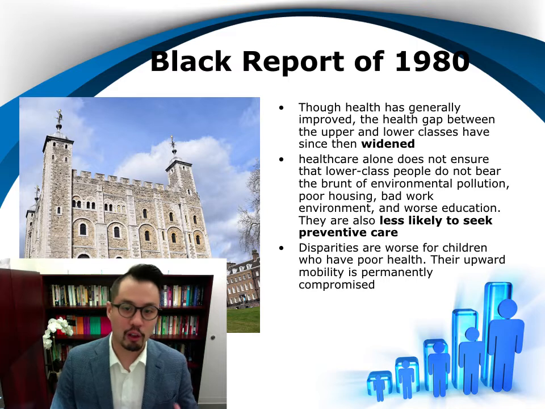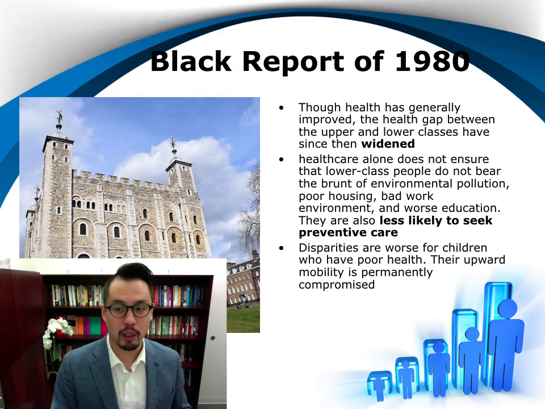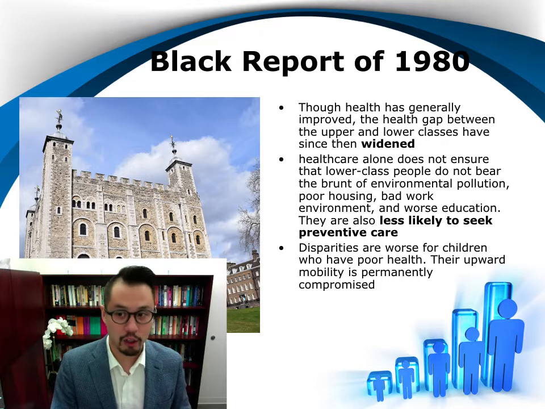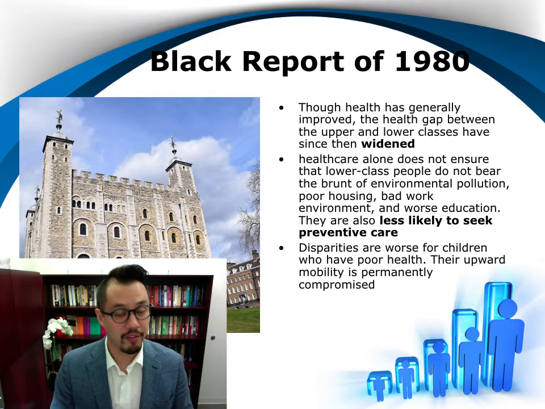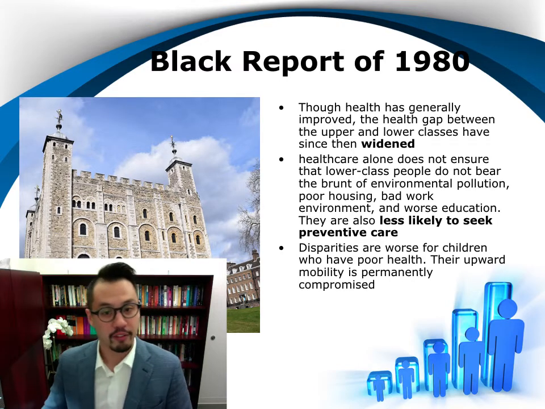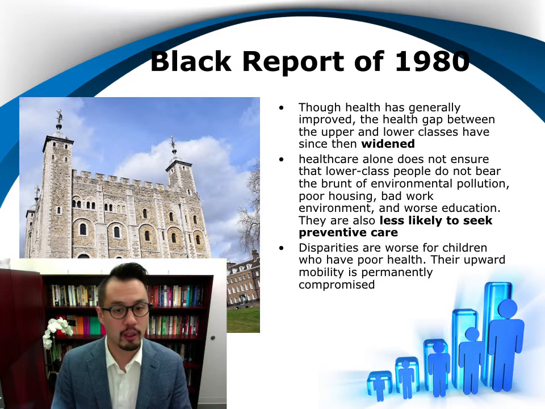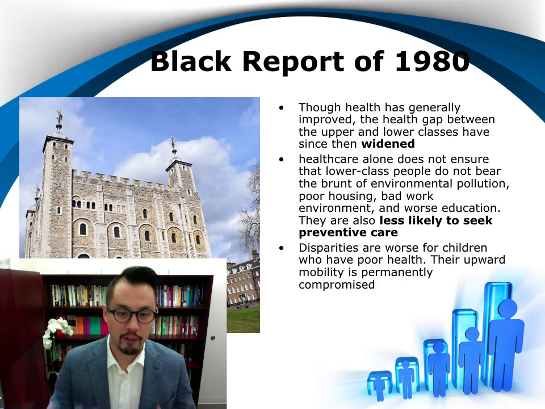As we will see, healthcare alone does not ensure that lower class people do not bear the brunt of the burden of the conditions of bad health, such as a polluted environment, poor housing, and bad work environment, and lack of education. People who are lower on the socioeconomic status also are less likely to seek preventive care. So the bulk of healthcare still then went to treatment and interventions instead of preventive care, which is more expensive. Another important finding showed that such disparities are worse for children who have poor health because their upward mobility is permanently compromised. So let's take a look at a few examples of how socioeconomic status affects health.